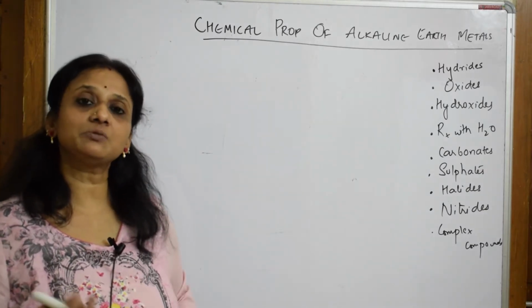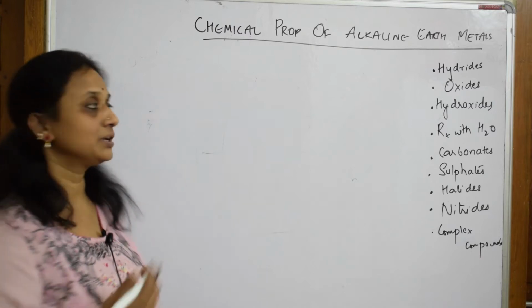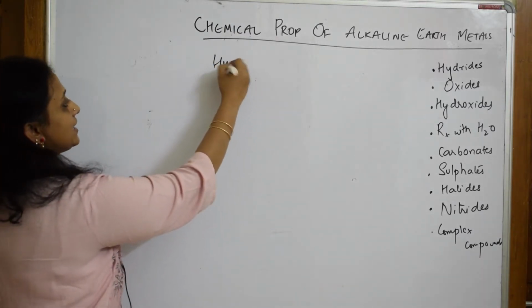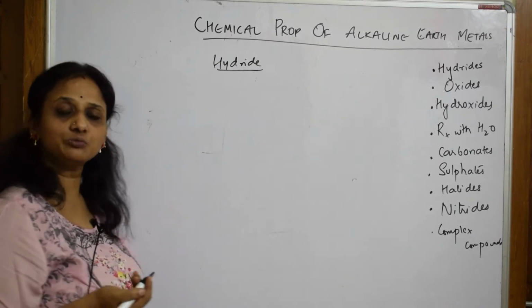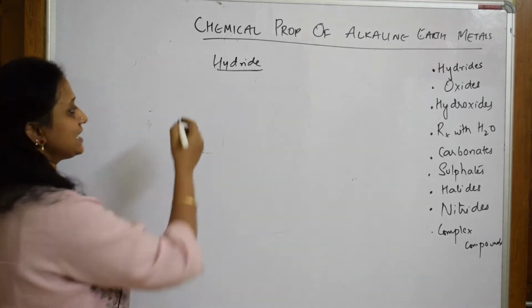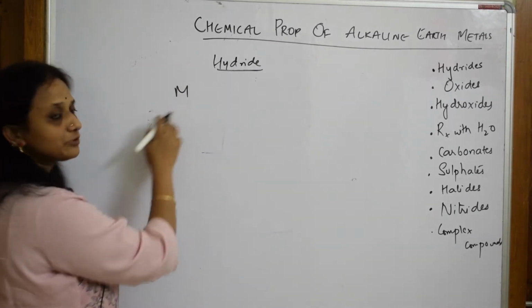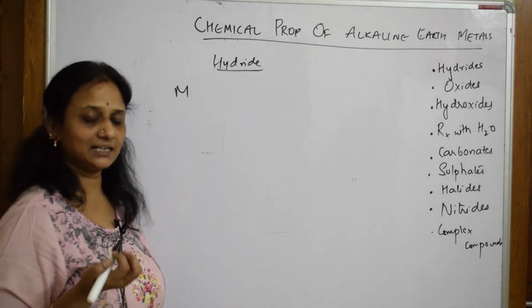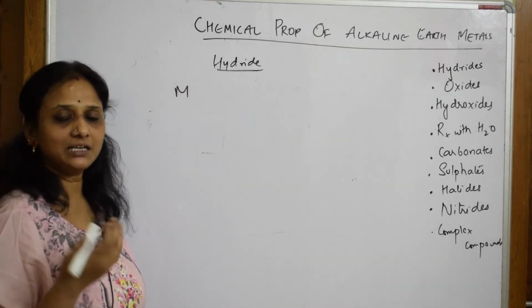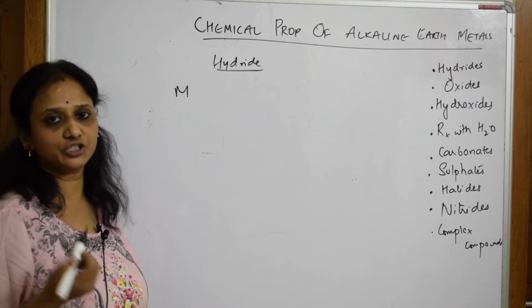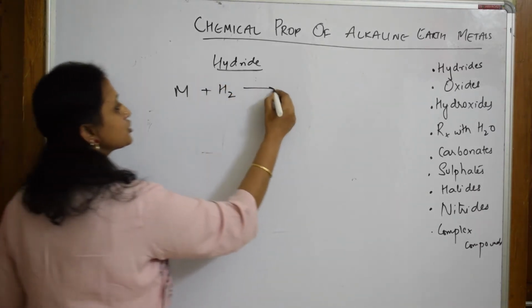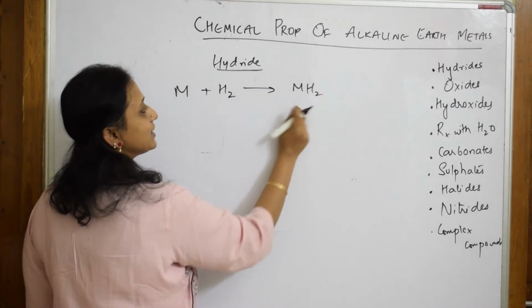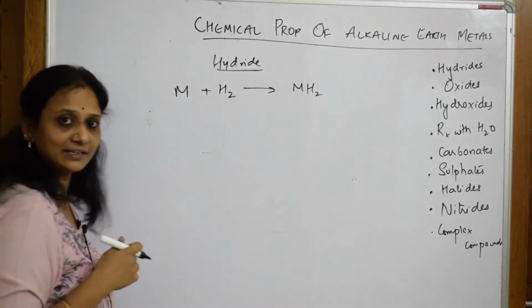When I have to speak about hydrides, how is a hydride formed? Let me assume the alkaline earth metal as M. M stands for metal. Let it be alkaline earth metals. It can be beryllium, magnesium, calcium, strontium, or barium, anything. Now, when it combines with hydrogen, it's going to form a hydride. This is your metal hydride, right?